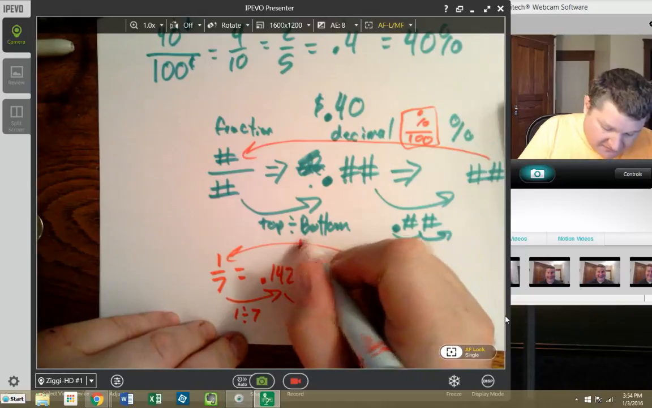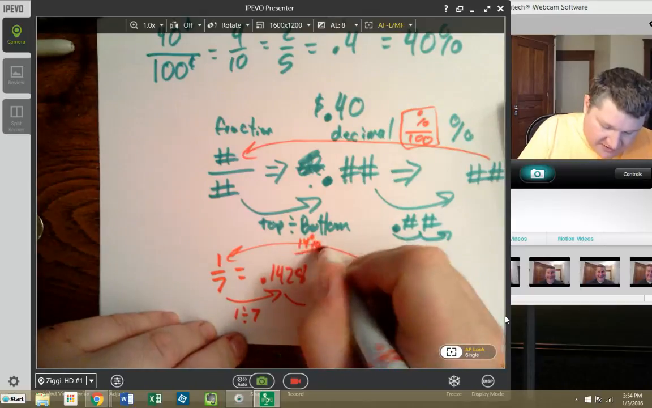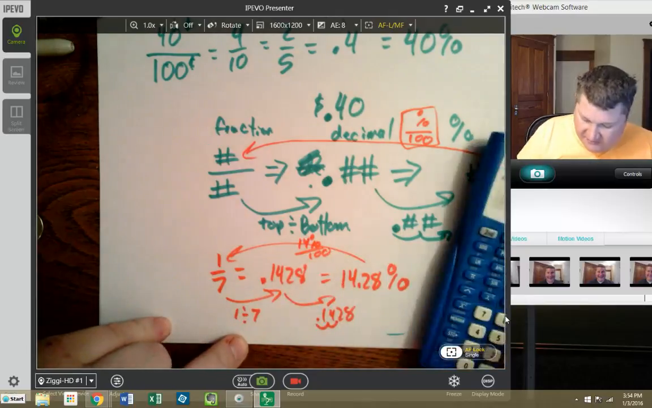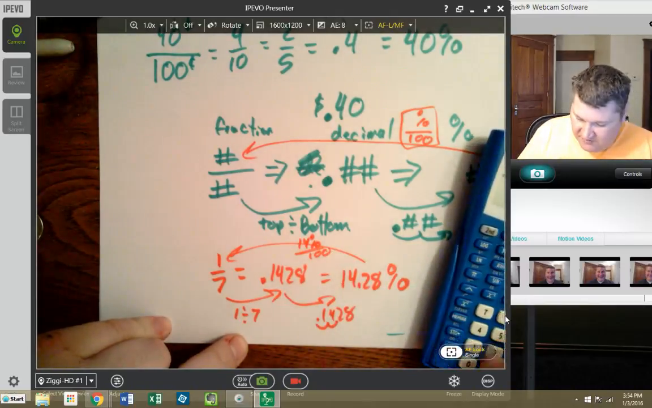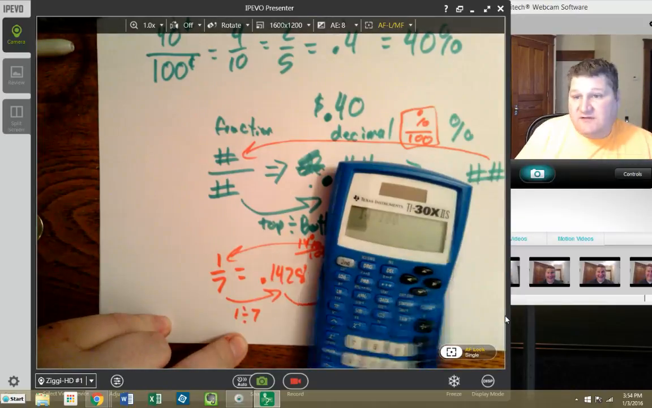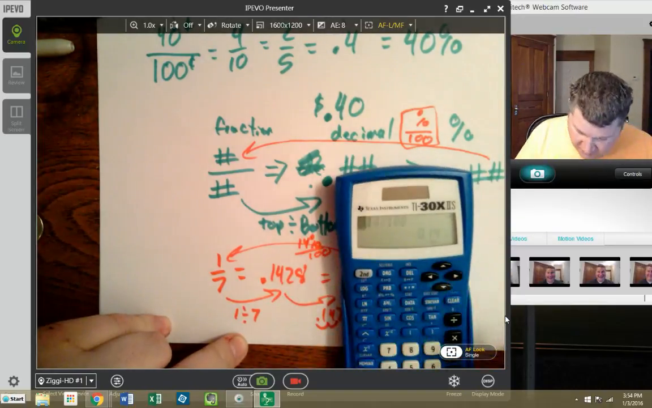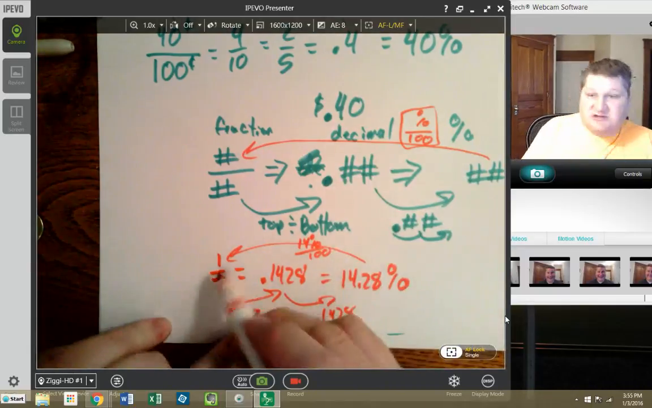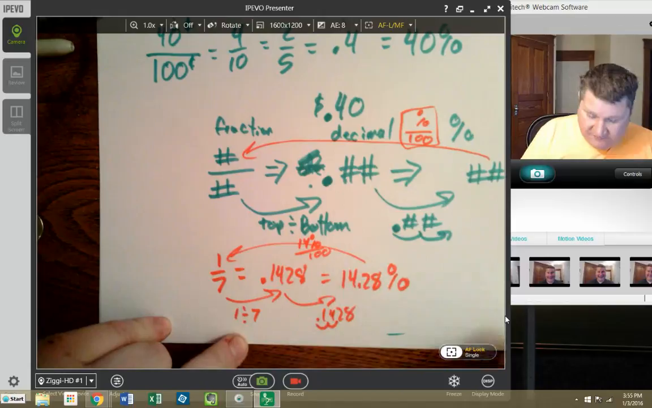I'm going to take 14% and I'm going to divide it by 100. And if I take 14 divided by 100, that gives me 0.14. And if I turn that back into a fraction, it's going to turn into 1/7.